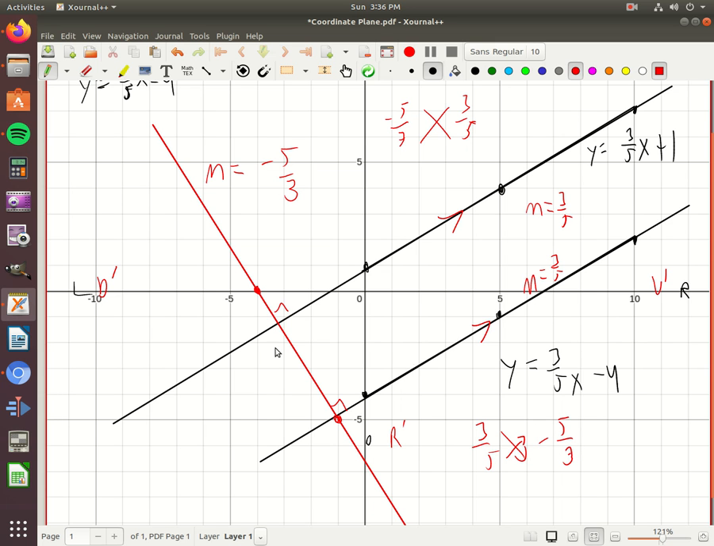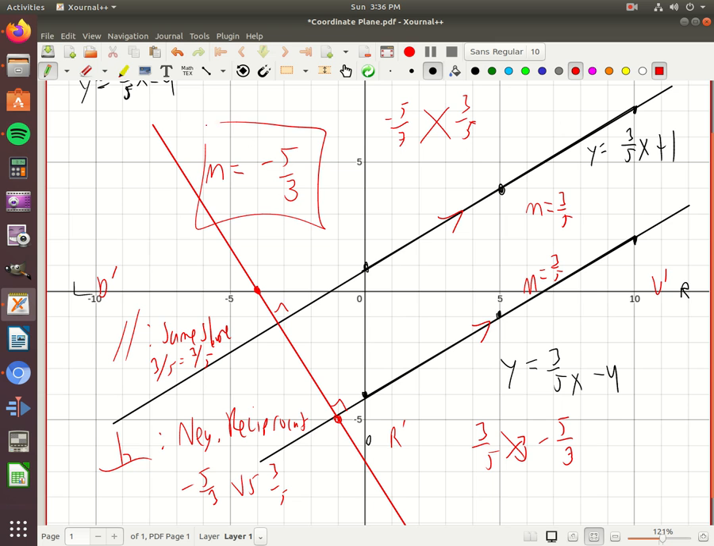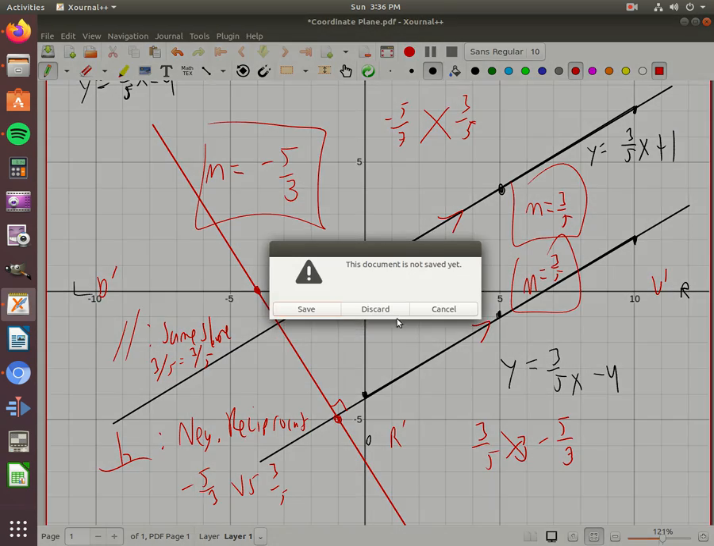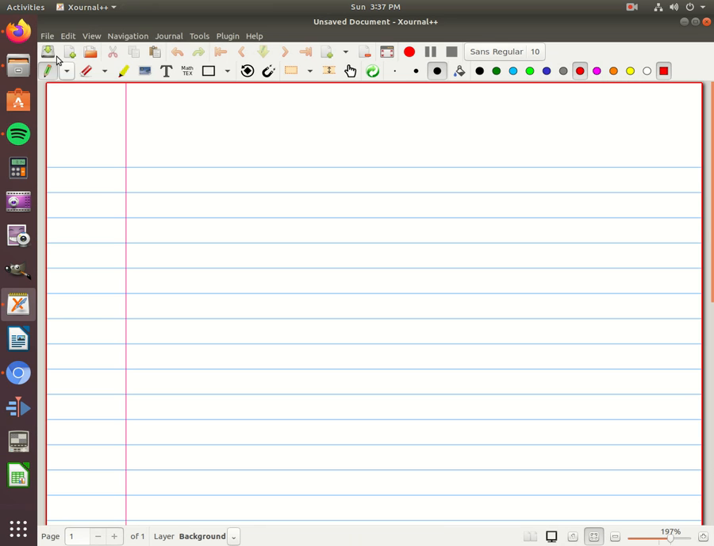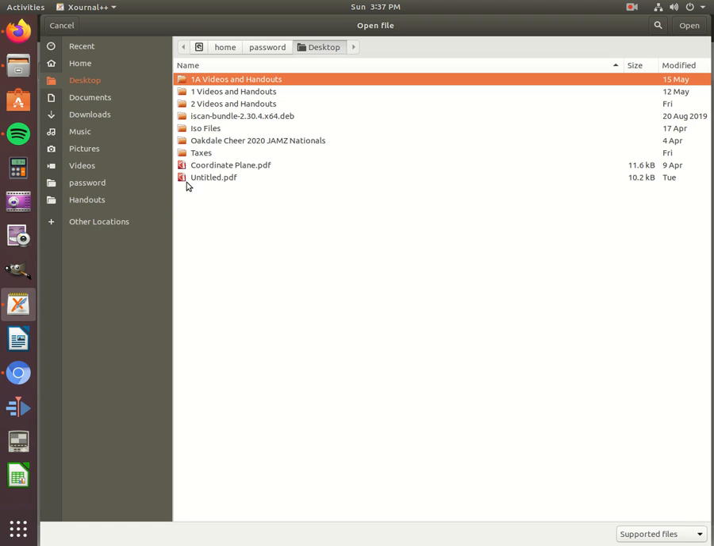The bottom line is parallel lines have the same slope, right? 3/5 is equal to 3/5 in this case. And this is the perpendicular. Perpendicular lines have negative reciprocals. And that would be like negative 5/3 versus positive 3/5. So that's the relationship that we need to look at, comparing these slopes between parallel and perpendicular lines. So let's jump back over here and keep going with this.